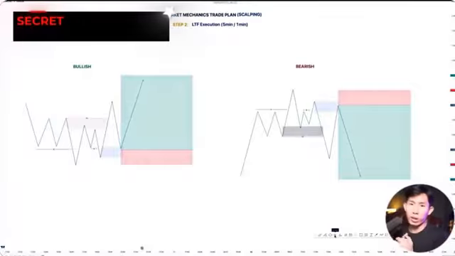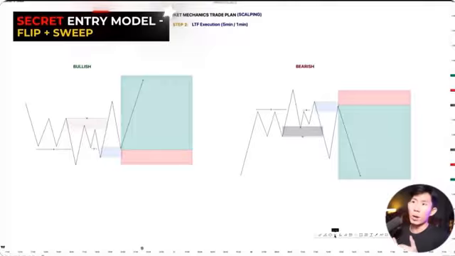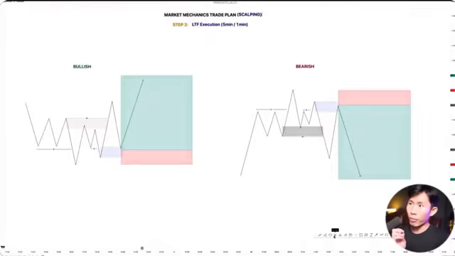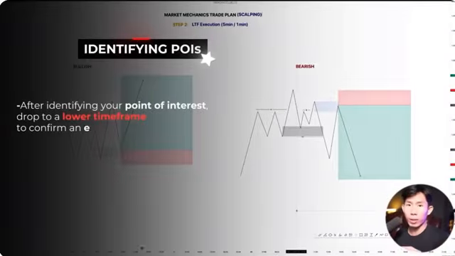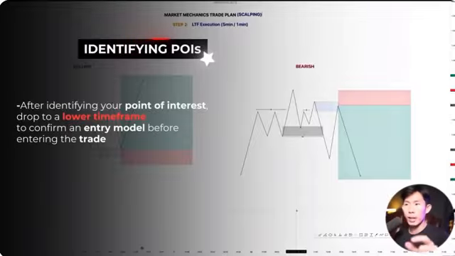So here's the secret entry model. It's called the flip plus sweep entry model. This is 1 out of 6 different entry models that we have inside the 1% club, right? So after price steps into your point of interest, that is where you want to drop down to your lower time frame to look for one of these entry models before you actually enter the trade, right?